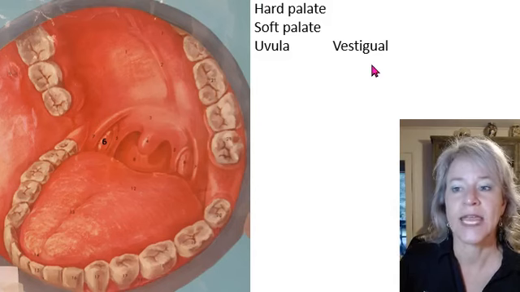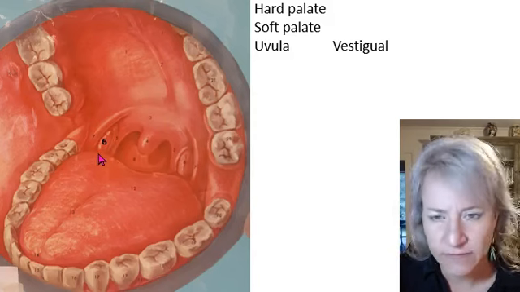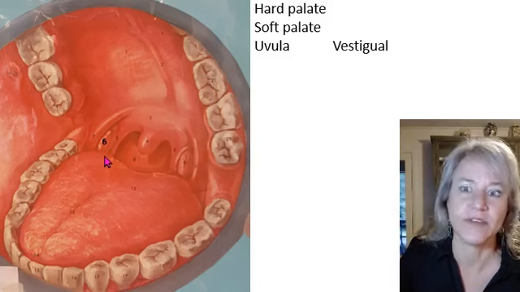Vestigial. Now let's see if you can remember what is the name of this structure, number 5. That was also from a previous video.